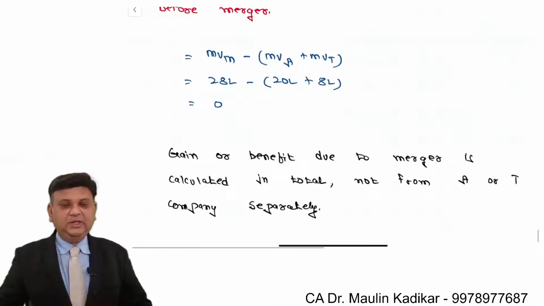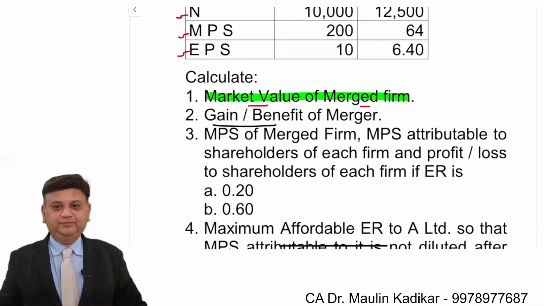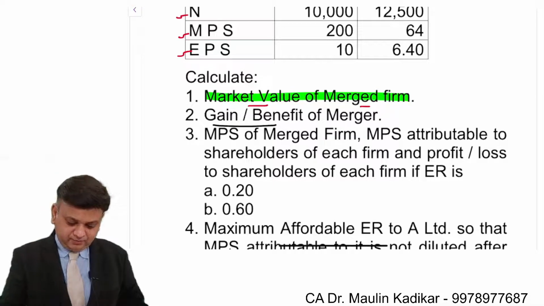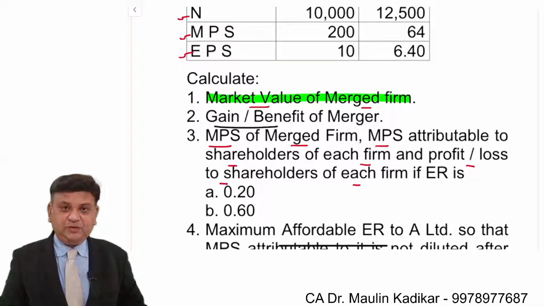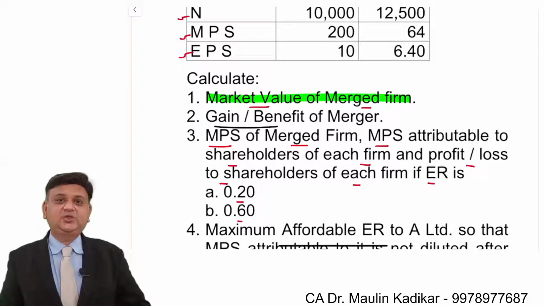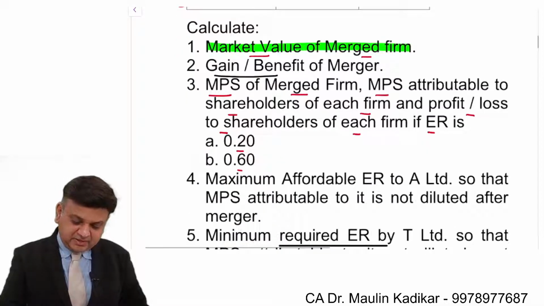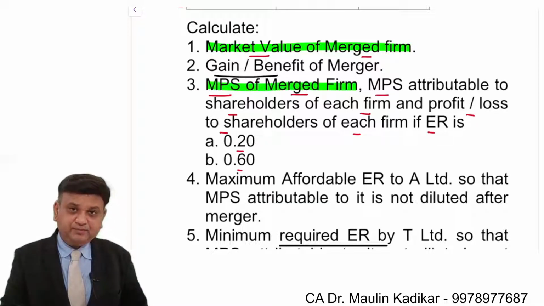Full stop. This is the way it is calculated. Third question. You're required to compute the MPS of the merged firm, MPS attributable to the shareholders of each firm, and profit or loss to the shareholders of each firm if the exchange ratio is 0.20 and if the exchange ratio is 0.60. So for these two exchange ratios, we are required to compute the MPS of the merged firm, the MPS attributable to the shareholders of each firm, and the profit or loss to the shareholders of each firm.